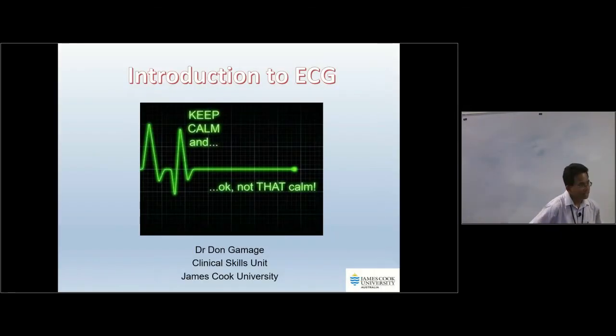Right, good morning everybody. So in this session I'm going to briefly go over ECG interpretation. I'm trying to keep it simple for year 2 level because we are going to have an extended discussion of ECG interpretation in year 4.